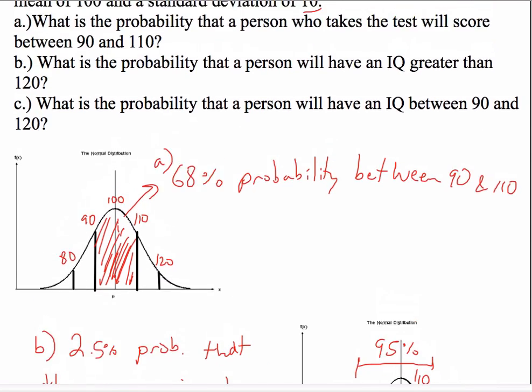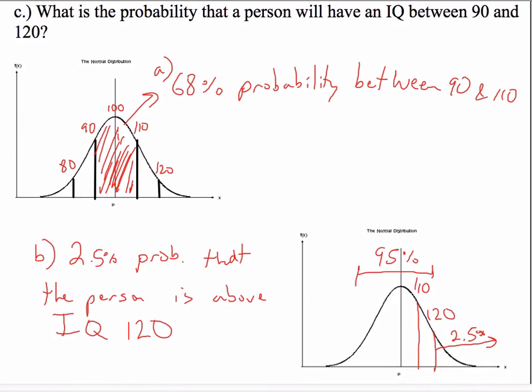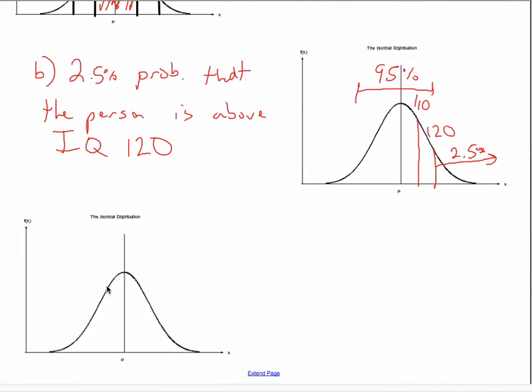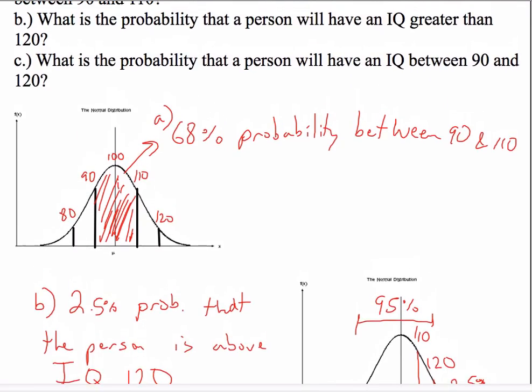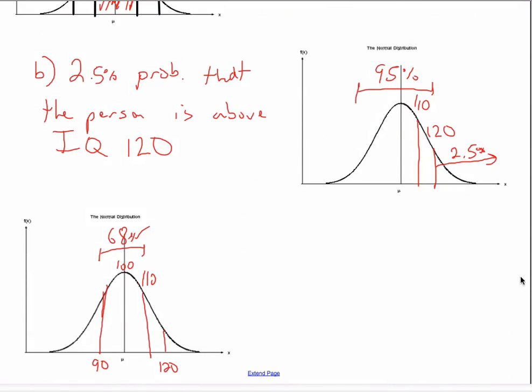Alright, so if we look at part C, what's the probability between 90 and 120? So 90 is one standard deviation below the mean. Alright, and this is 110, and this is 120. We know that 68% is between 90 and 110. Now what was the question again? I've forgotten the question. What's the probability between 90 and 120.